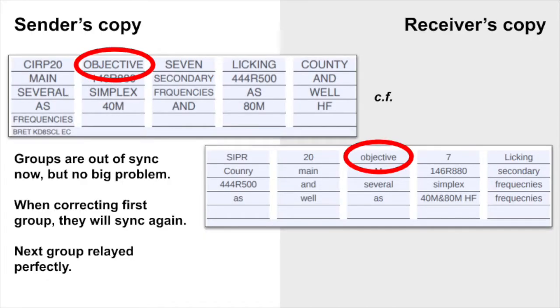Next group is the word objective. Now, the groups are out of sync. We are now receiving group 3, but we're transmitting group 2. Don't worry about that. Now, the receiving station has no idea that anything is wrong here. And so the whole point is we want just to keep receiving. We can get the message and make sense of it after we have the whole thing in many cases.